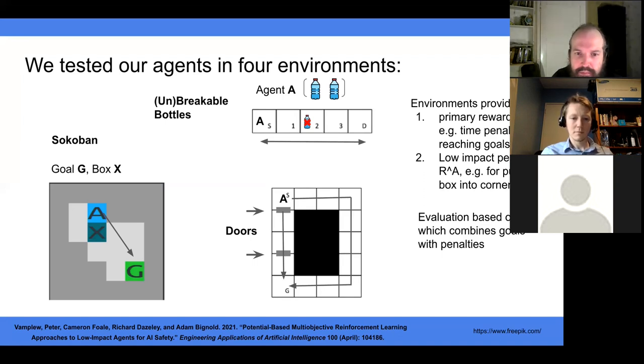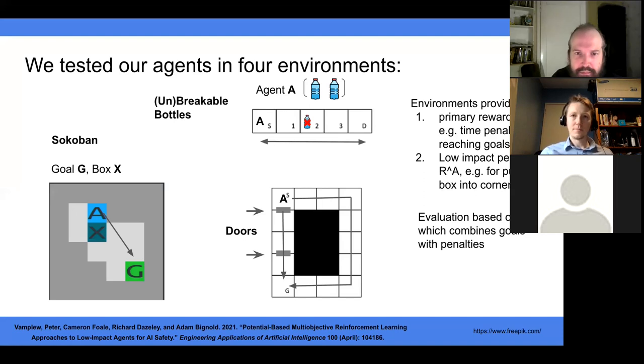Well, then there's the Sokoban environment, which is shown on the lower left. There, the agent has the goal of getting to the green tile in the bottom right of the grid. And it can push away the box marked with the X. However, there are two different ways. In one case, when the agent pushes the box down, it would be irreversibly placed in a corner. Whereas if it pushes the box to the right, this will not be the case. And this is also encoded in the evaluation metric, whether the agent chooses the irreversible action or the reversible one.